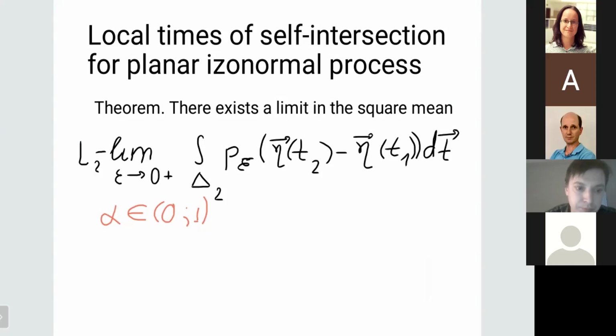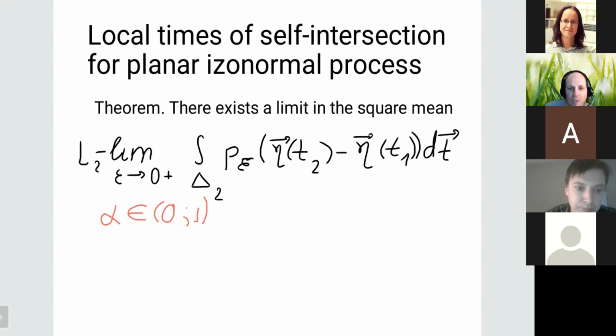Could you please comment? I have the following question. You have just usual limit in L2 sense. Is it possible to get a measure, some measure?